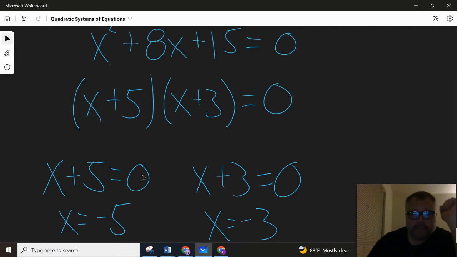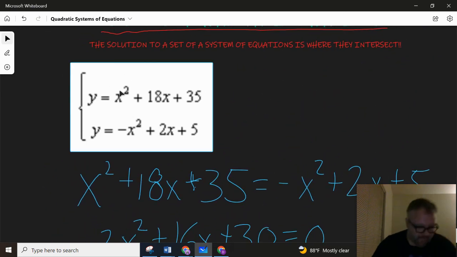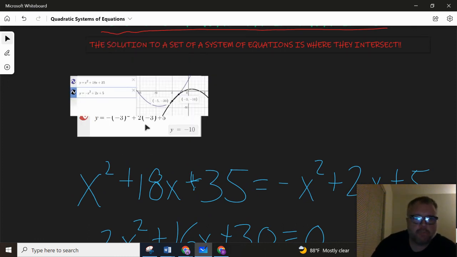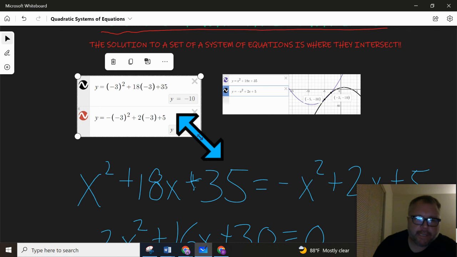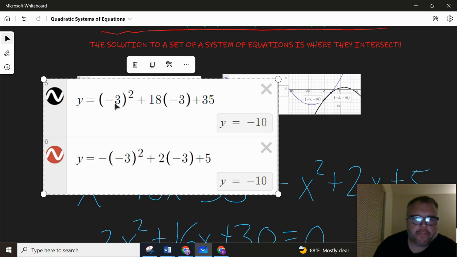What you have to do now is take each of these one at a time. Start with the negative 3, it doesn't matter, and plug it back into the equation and solve for y. You see here, I already did it for the sake of time. I plugged in the negative 3, and no matter which equation you plug it into, we get y equals negative 10. So one point that these two functions share is (negative 3, negative 10).